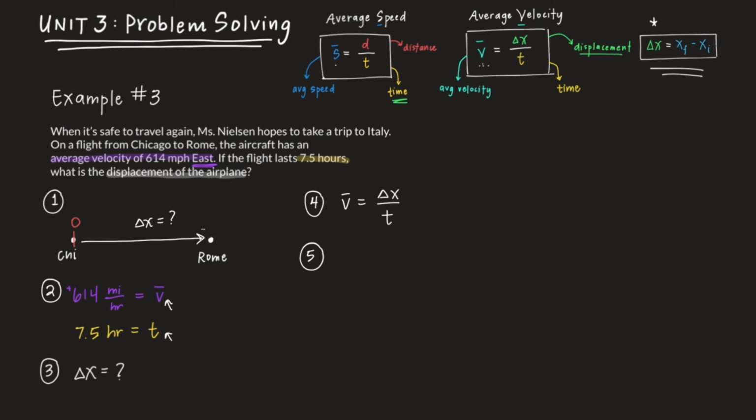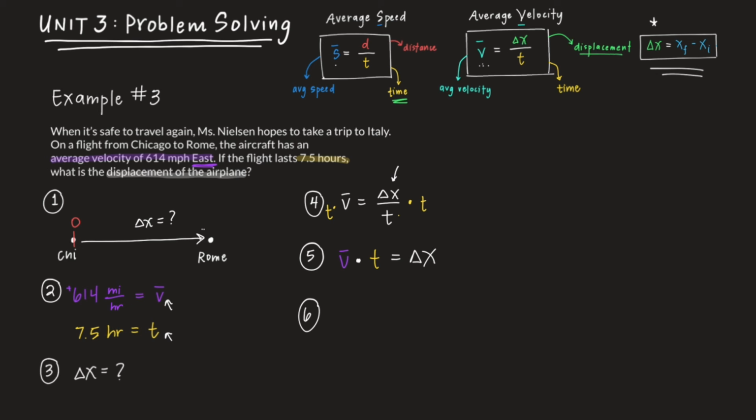So now I actually do need step 5. I need to rearrange this equation because I'm trying to solve for displacement, which means I got to get it by itself on that side of the equation. How am I going to do that? Well, I'm going to multiply both sides by time. I'm going to get time over to the other side. So that means that my average velocity multiplied by my time, I'm going to use the colors to match up here, so multiplied by the time, that's going to be equal to my displacement because time cancels out on the right side of the equation. So that's my rearranged equation.